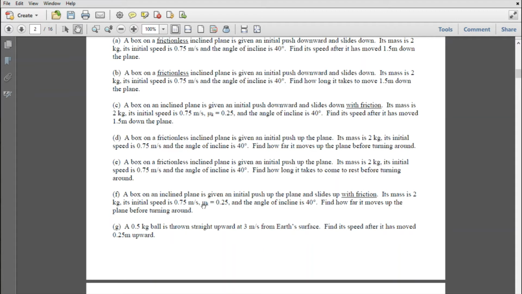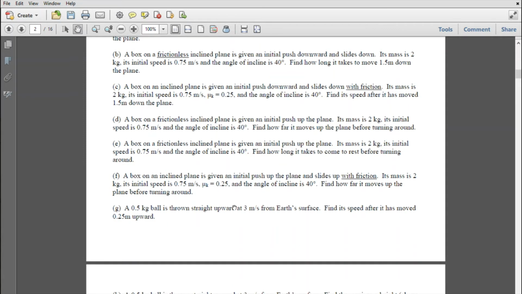F, a box on an inclined plane is given an initial push up the plane and slides with friction. Its mass is 2 kilograms. Find how far it moves up before turning around. So here we could use kinematics or energy methods, similar to the method for the friction case up above.